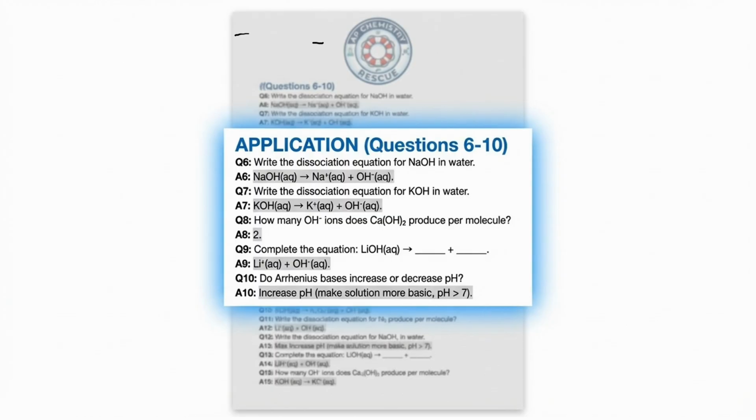How many OH minus does calcium hydroxide produce per molecule? The answer is what? Let's do the equation. So calcium hydroxide breaks down into Ca2 plus and OH minus. But look at the balance.